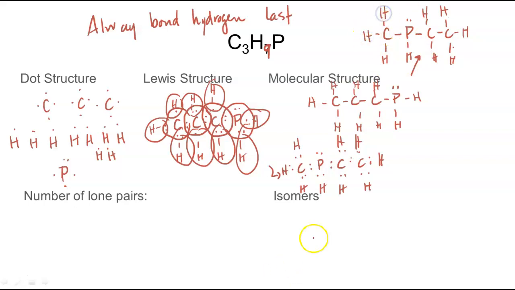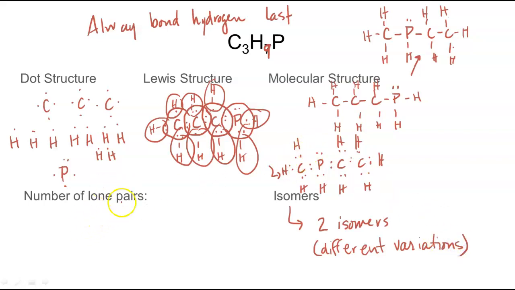All right, so when I have 2 different options, I say I have 2 isomers, okay? These are different variations. And some chemicals, you can have many different variations, the larger they are. So in this case, it's a large molecule. It has 2 different variations, and remember, I have 1 lone pair.